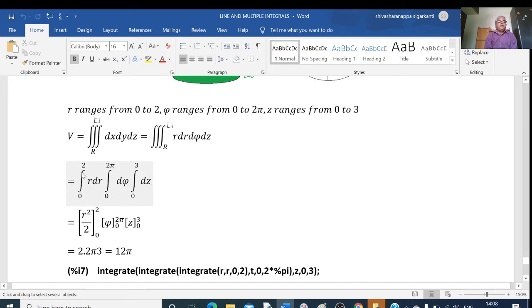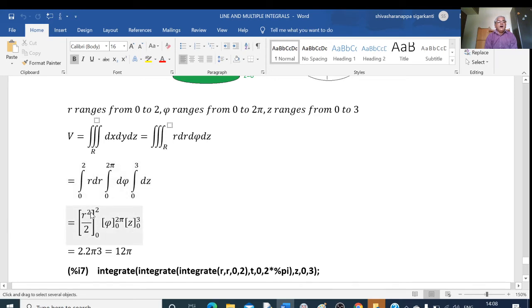R ranges from 0 to 2. Phi ranges from 0 to 2 pi. Z ranges from 0 to 3. Integrating this, it is r square by 2 between 0 and 2. This is phi between 0 and 2 pi. This is z between 0 and 3.